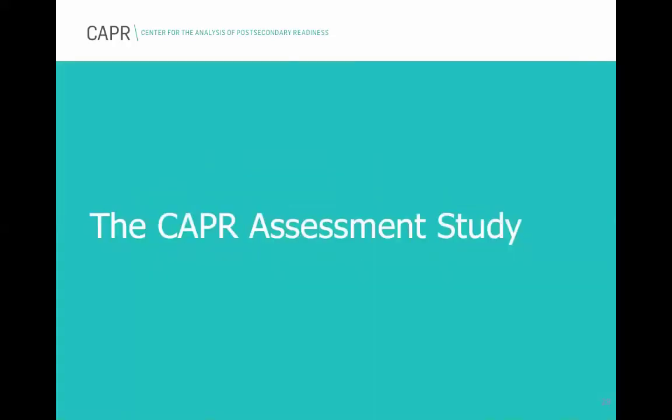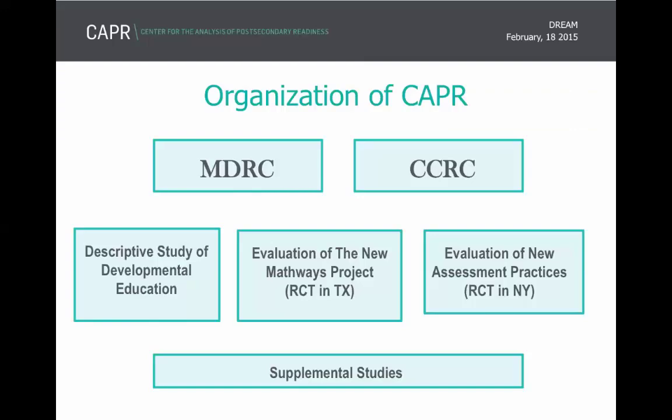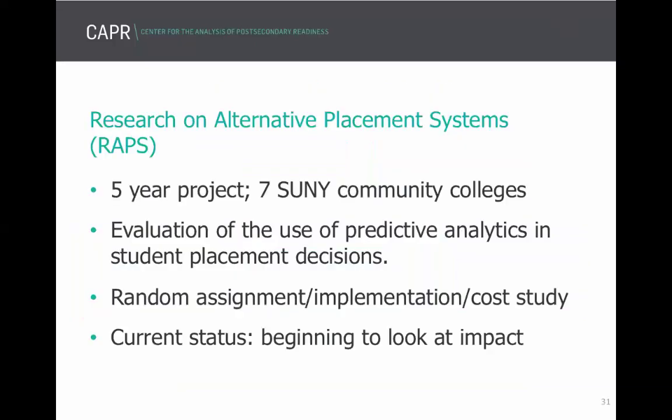Okay, so let me share the research that we did at the State University of New York. CAPR is actually an acronym for a center that's in its fifth year, and it's being co-led by us, Community College Research Center, and MDRC. And doing three studies. One is the descriptive study I referred to earlier. There's one going on of the New Mathways project in Texas. And then the one I'm going to share is the one we're doing in New York State.